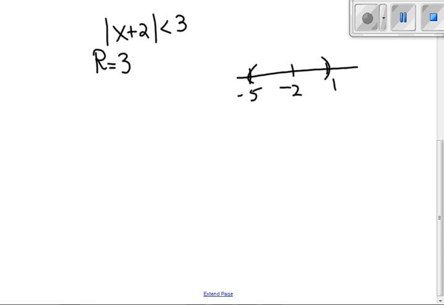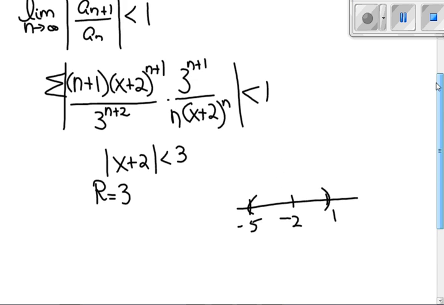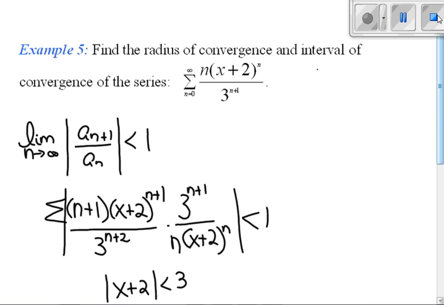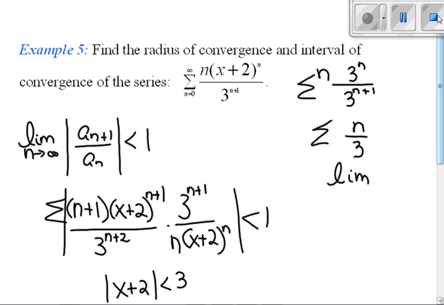Now, does it converge at 1? I don't know. At 1, it's going to be n, and it's going to be 3 to the n over 3 to the n plus 1. Is the limit of this sequence equal to 0? No, because this is really this. It's n over 3. The limit as n goes to infinity of n over 3 is what? Infinity. What if I make it the negative 5?